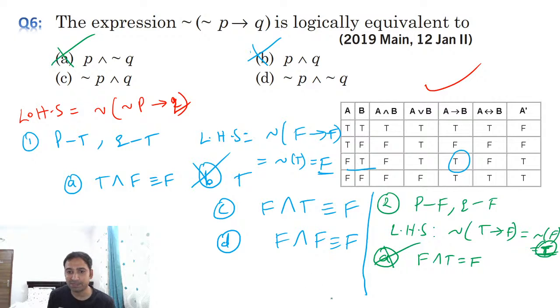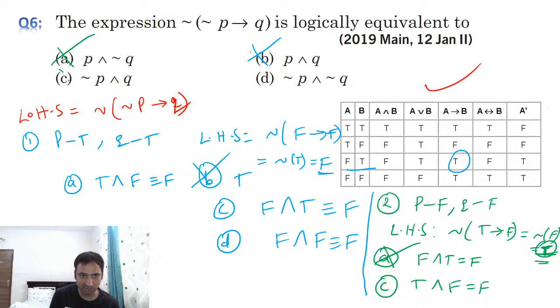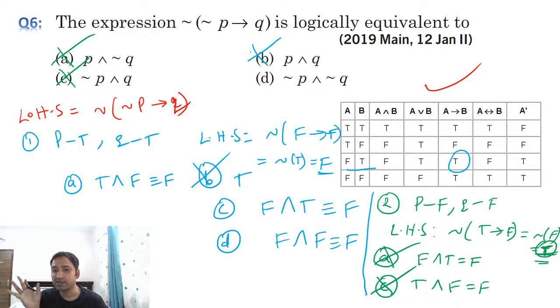Now let's go to the third option, guys. If you take the third option, it is the negation of P. Negation of P is true. True and false is equal to false. But we need to get true, guys. So option C is also eliminated. So the only option remaining is the fourth option.